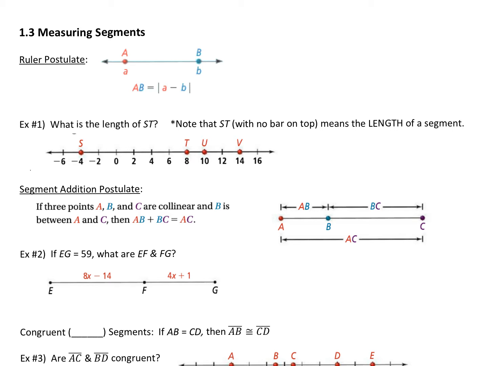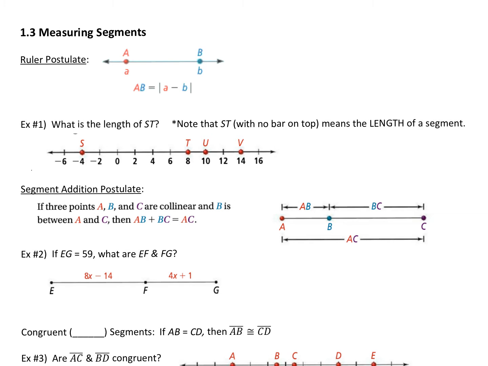If I have a segment, AB, with values of A and B, the way I determine how far it is between A and B is I subtract those two values and then I take their absolute value. Remember, absolute value is these bars right here. So for instance, if I were to do this with numbers, let's say I have a -7 and a +2, and I want to know what is the distance between those two. Well, the ruler postulate says I take those values, -7 and 2, and I subtract them. So I'm going to subtract -7 and 2 and take the absolute value.